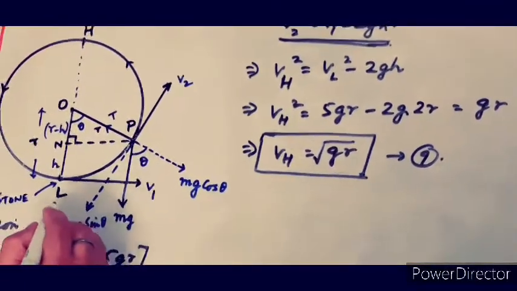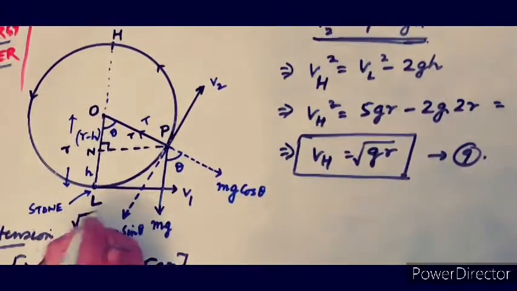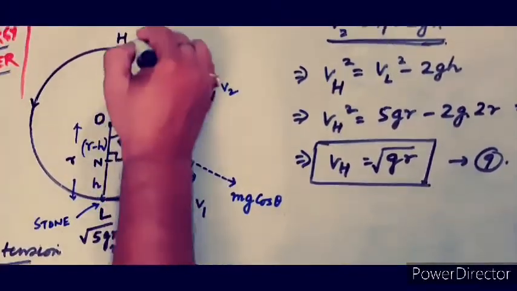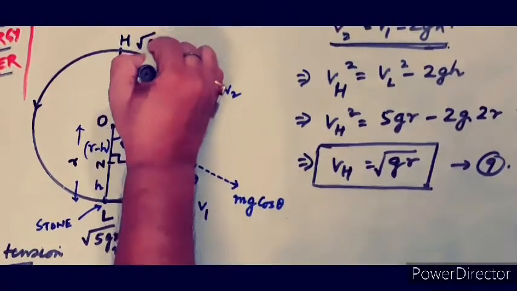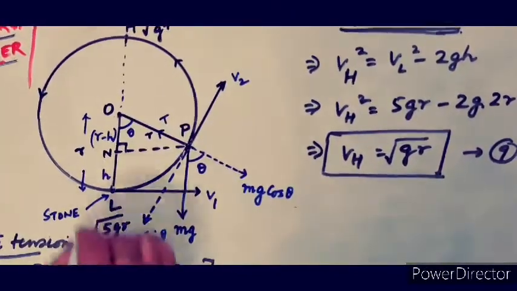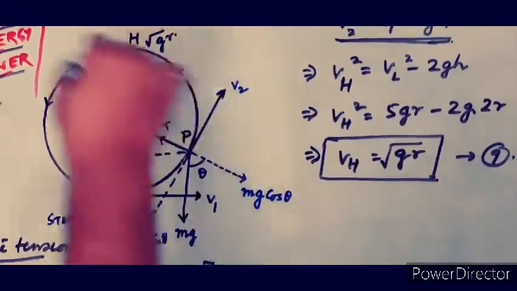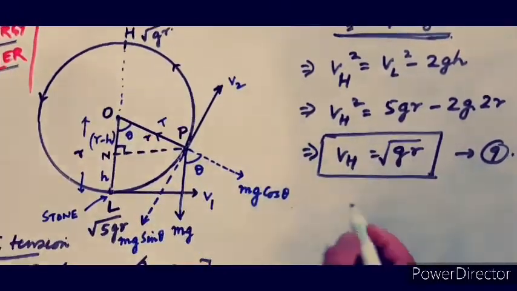So you remember here the minimum speed is under root 5gr, and here the speed is under root gr. So here the speed is more, here the speed is less for looping the loop, right?